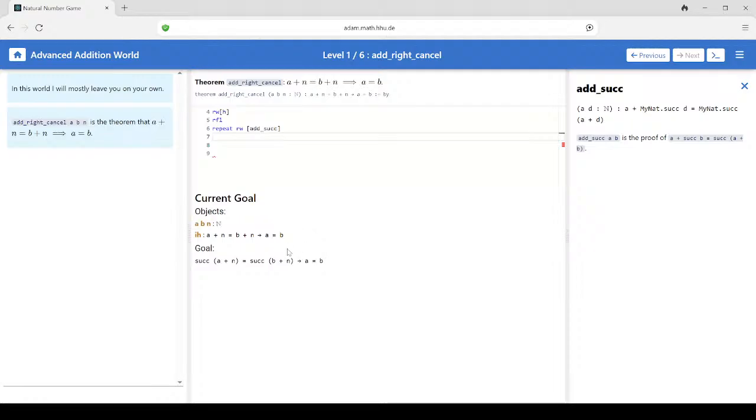I'm confused as to how the implies works with a hypothesis. My hypothesis is that a plus n equals b plus n implies that a equals b.